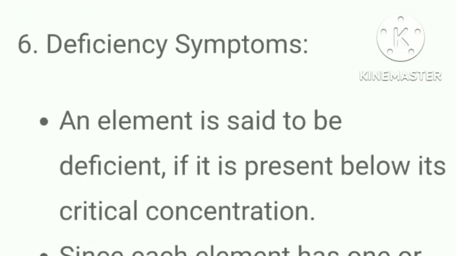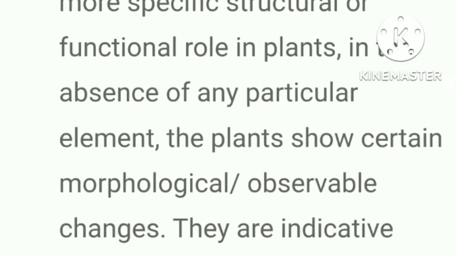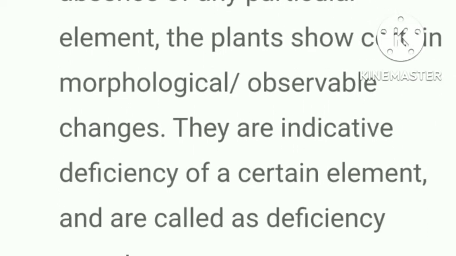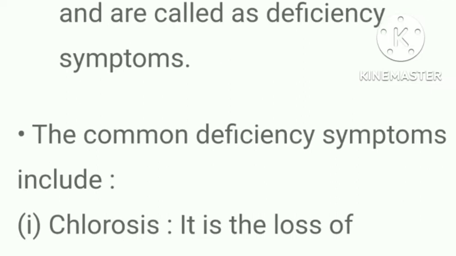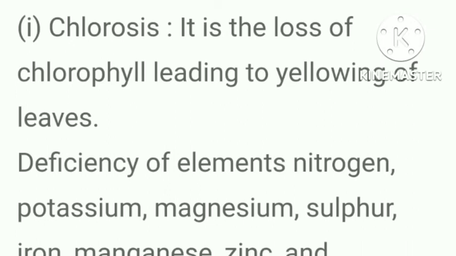Deficiency symptoms. An element is said to be deficient if it is present below its critical concentration. Since each element has one or more specific structural or functional roles in plants, in the absence of any particular element, the plant shows certain morphological observable changes. They are indicative of deficiency of a certain element and are called deficiency symptoms. The common deficiency symptoms include chlorosis. It is a loss of chlorophyll leading to yellowing of leaves.